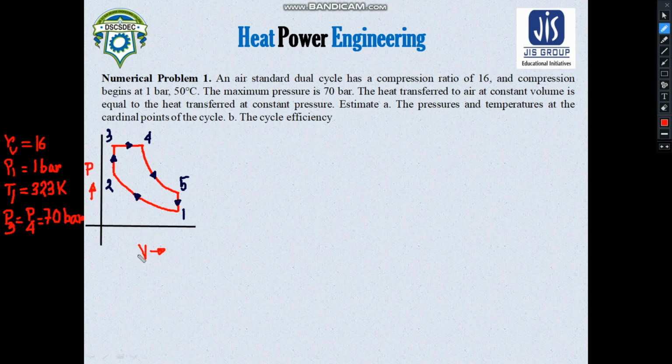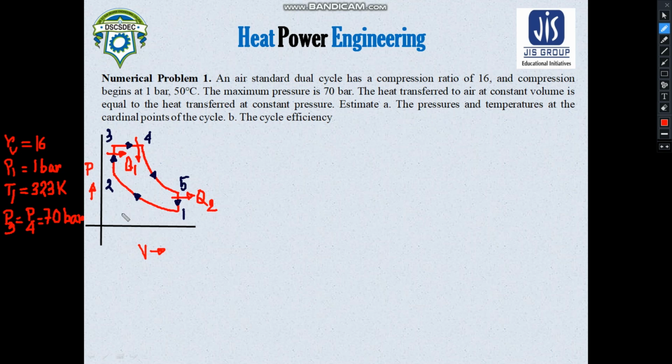Okay, so I have drawn the dual cycle over here, and you can see these are the following processes. This is your reversible adiabatic compression, then the heat addition at constant volume, heat addition at constant pressure, then the reversible adiabatic expansion, and thereafter the heat rejection. So you can write Q1 and Q1 over here. Now the question is, you need to find out the pressures and the temperatures at the cardinal points of the cycle. The cycle efficiency needs to be calculated also.